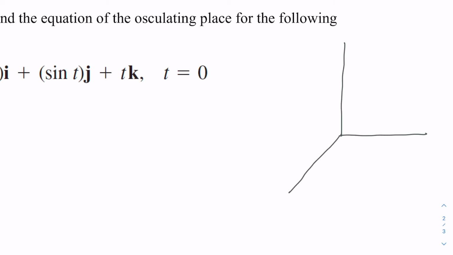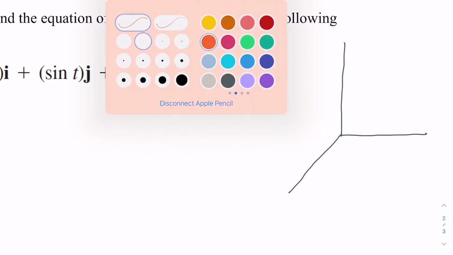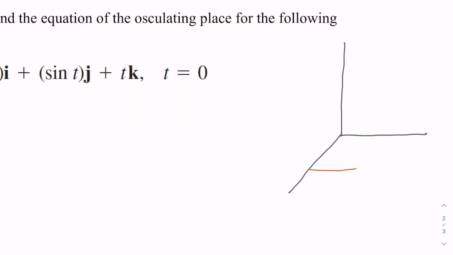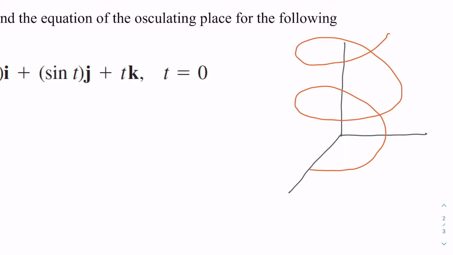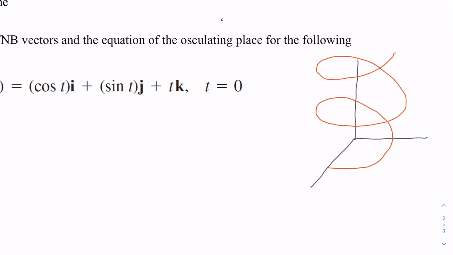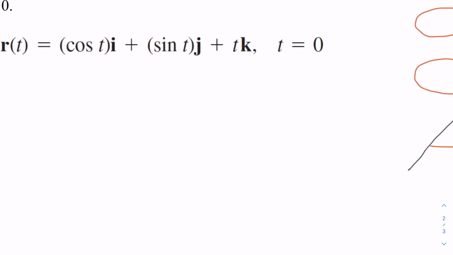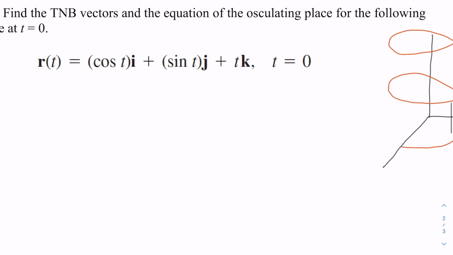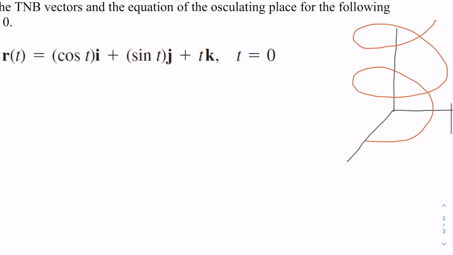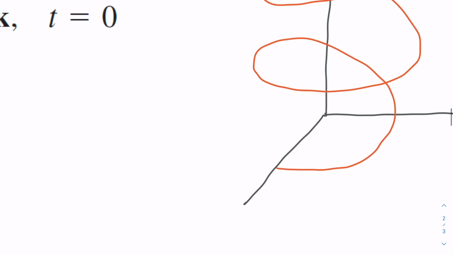And this is one that you should know cold, one that you should be able to picture in your head. So it's this one right here. And we're asked to evaluate at t equals 0, which if we plug 0 into our position function, we get 1i plus 0j plus 0k, which means we're evaluating at this point.